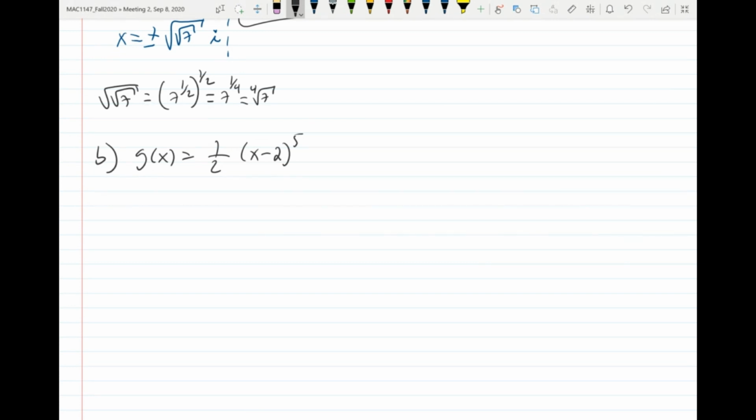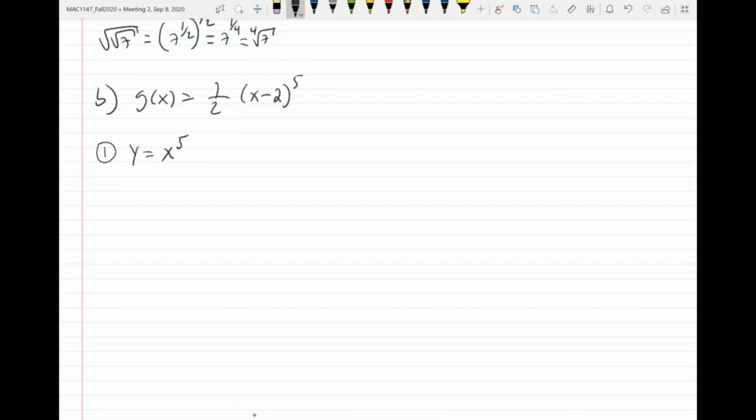Okay, so again, we're going to begin with the basic graph. We're going to do this in several steps. So let's begin with the basic graph, which is x to the 5th. We need to know what this looks like, and this is where our knowledge from what we just discussed comes in. How do power functions look? Well, x to the 5th has this sort of shape, right? So it goes through (0, 0), (1, 1), and then (-1, -1).